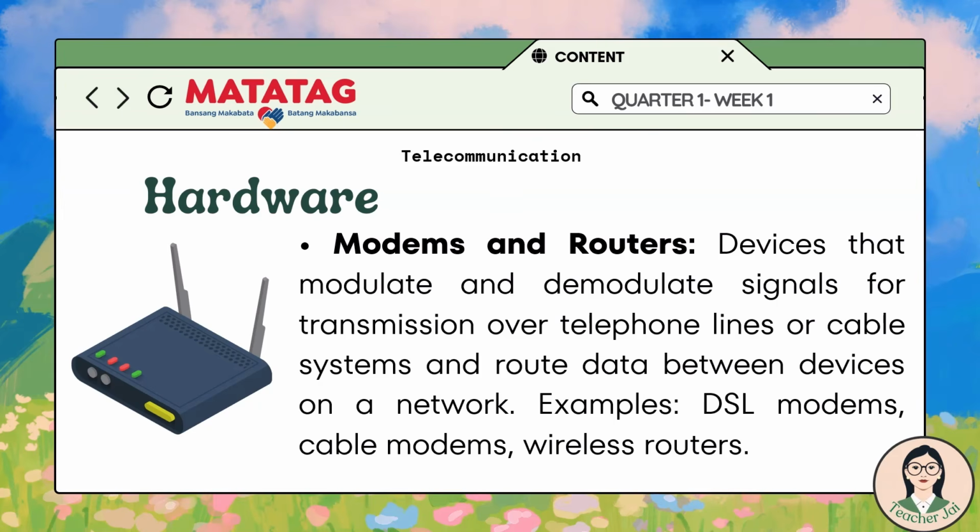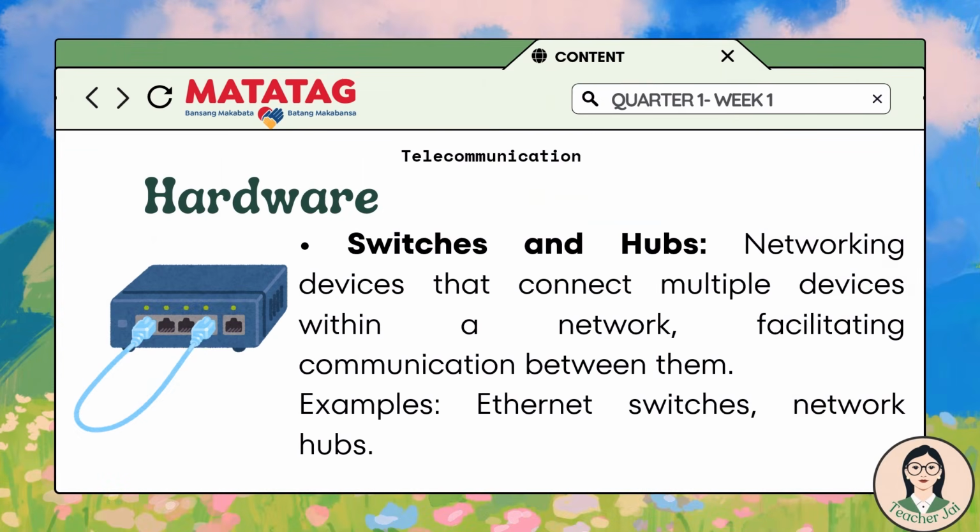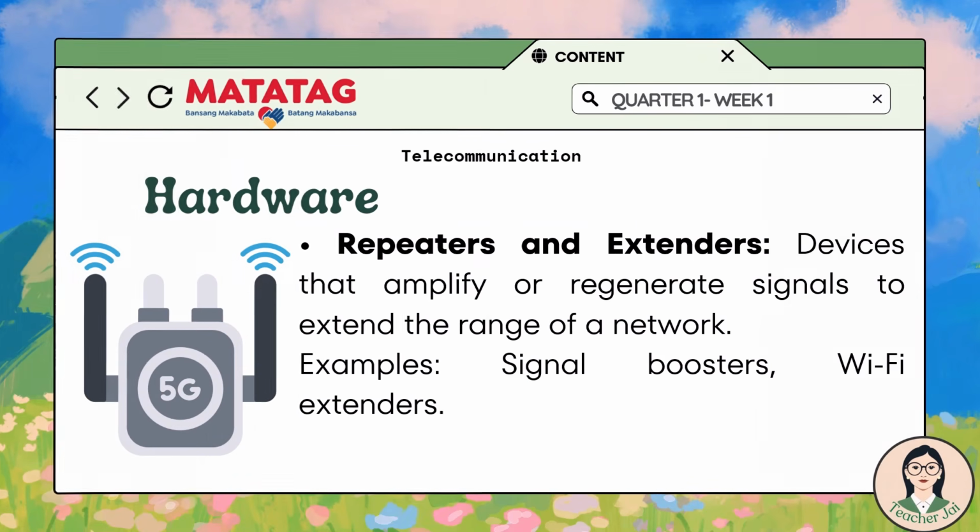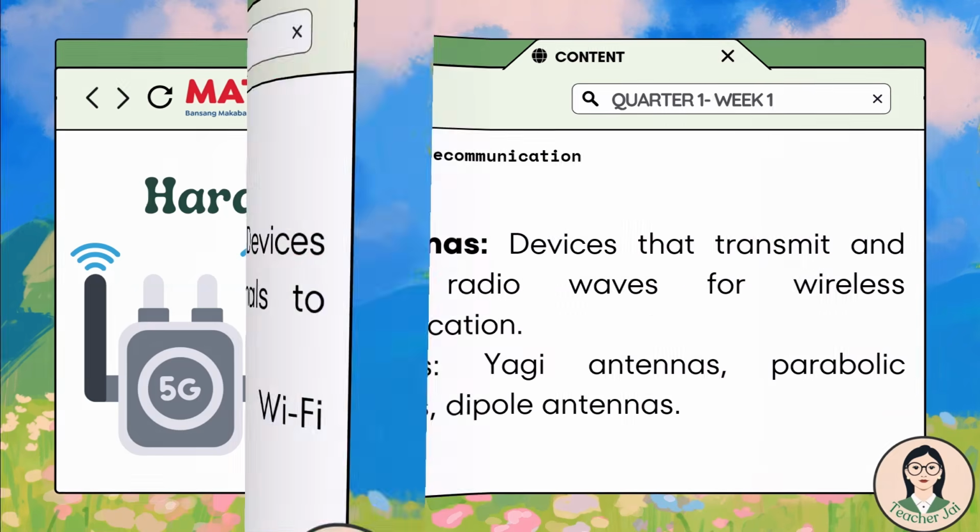Telecommunication. 1. Hardware: modems and routers, devices that modulate and demodulate signals for transmission over telephone lines or cable systems and route data between devices on a network. Examples: DSL modems, cable modems, wireless routers. Switches and hubs, networking devices that connect multiple devices within a network, facilitating communication between them. Examples: Ethernet switches, network hubs. Repeaters and extenders, devices that amplify or regenerate signals to extend the range of a network. Examples: signal boosters, Wi-Fi extenders.